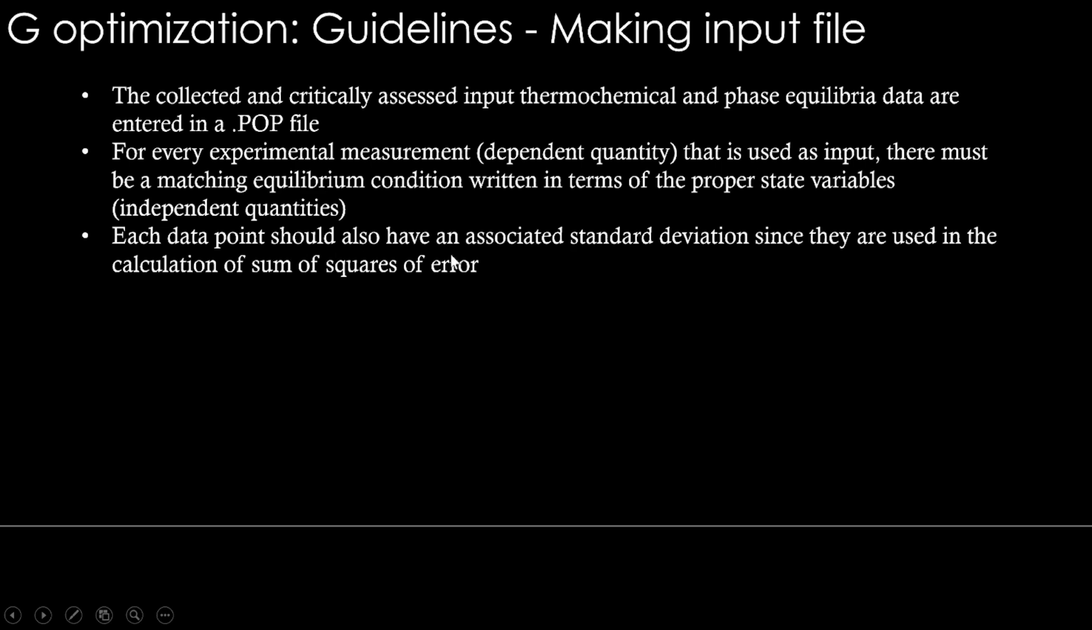Each data point should also have an associated standard deviation. So for each data point we assign that, because they are used in the calculation of the sum of squares of errors. This is the thing we will be tracking as we do the optimization, whether the model is fitted to the input data or not. When we want to judge the accuracy of that, we have to look at the sum of squares of errors, and this will be calculated based on how much standard deviation we give for the input data itself.